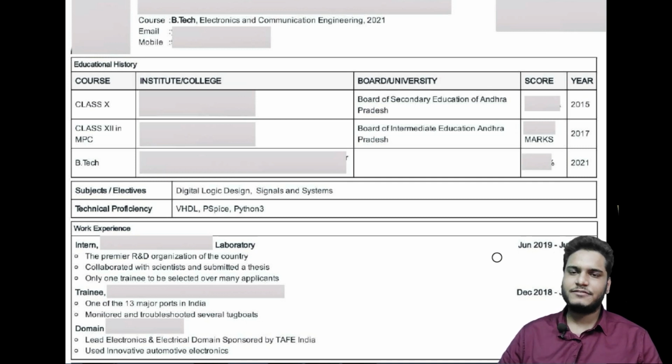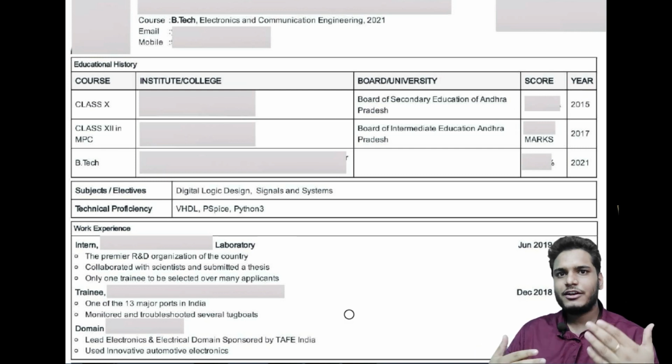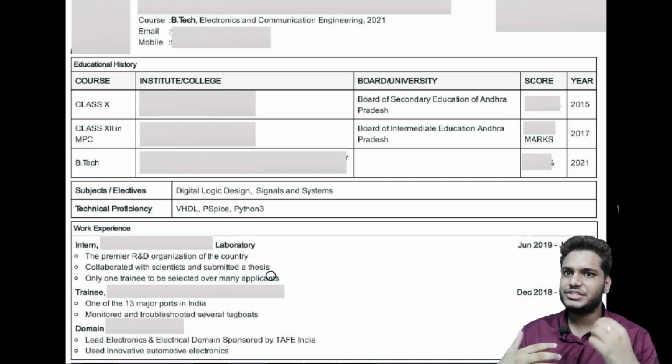And the subjects or electives are the topics that you can mention for the HR to have a good conversation with you, so that he can ask questions related to that and you are ready to answer them.